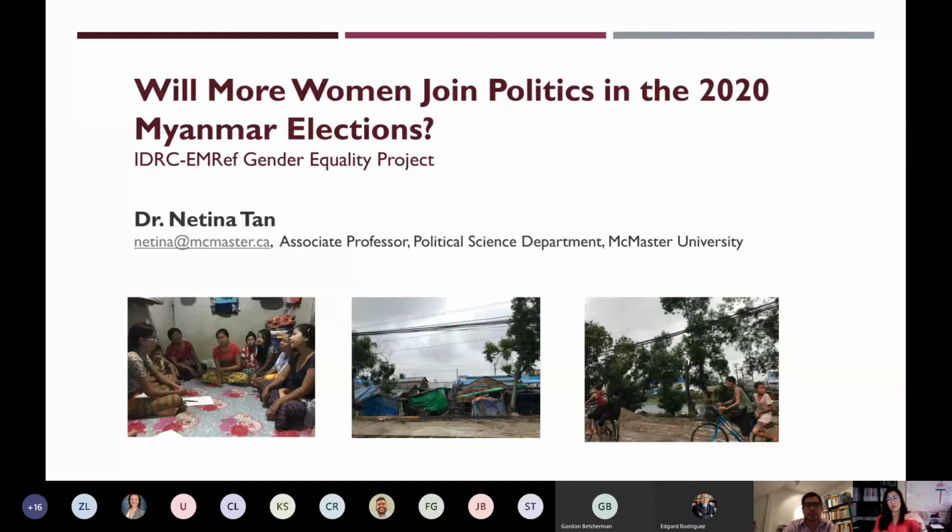Myanmar's parliamentary representation for women has risen over time. It remains very low. So the bigger project that our team has been involved with, that is supported by IDRC and working with MREF and also supported by McMaster, is entitled Engendering Political Recruitment and Participation at the Party, Local and National Level. And this is a 3-year project that we have worked together very closely in the last few years. And this is our team. As you can see, it's a big team.